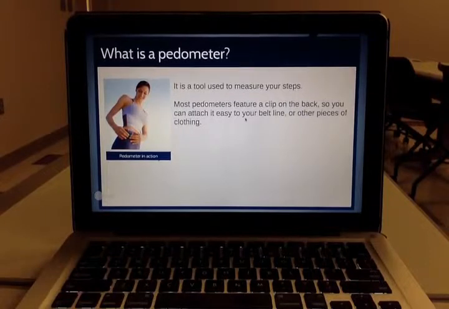What is a pedometer? A pedometer is a tool used to measure steps. Most pedometers feature a clip on the back so you can attach easily to your belt line or other pieces of clothing.